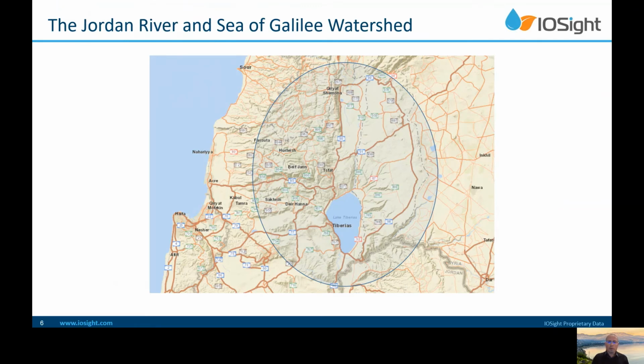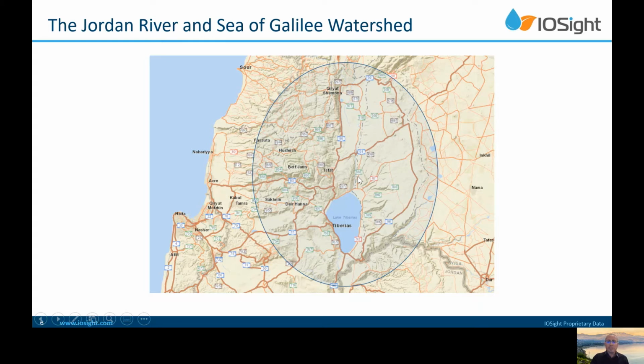So what are we talking about, this example? This is the Sea of Galilee, for those of you who don't know, Lake Kinneret, and this is the Jordan River, which flows into the Sea of Galilee. There are several streams flowing into the Jordan River.